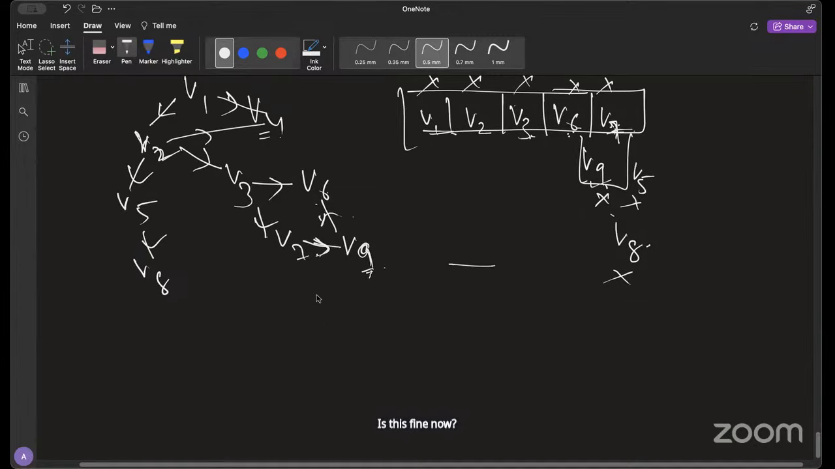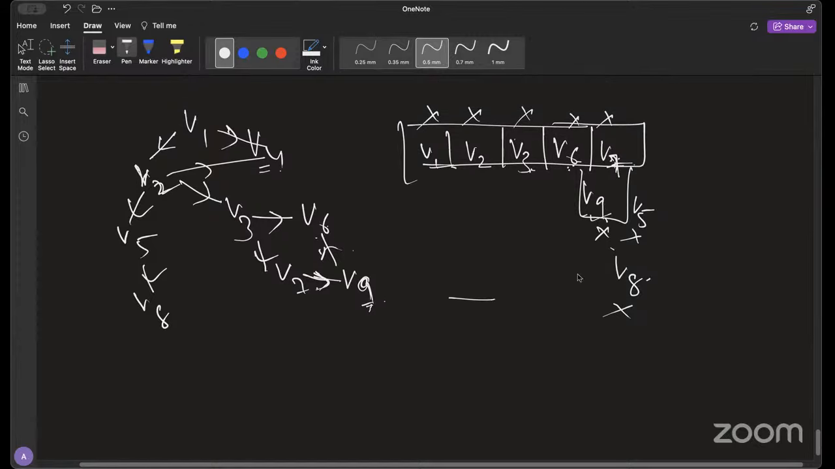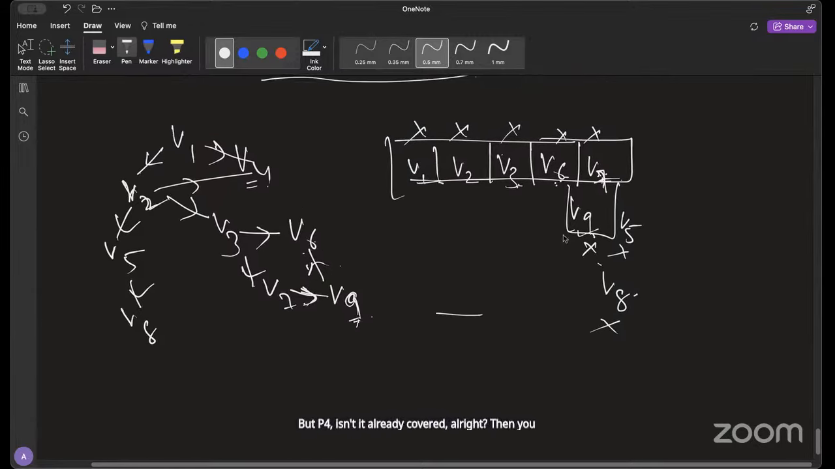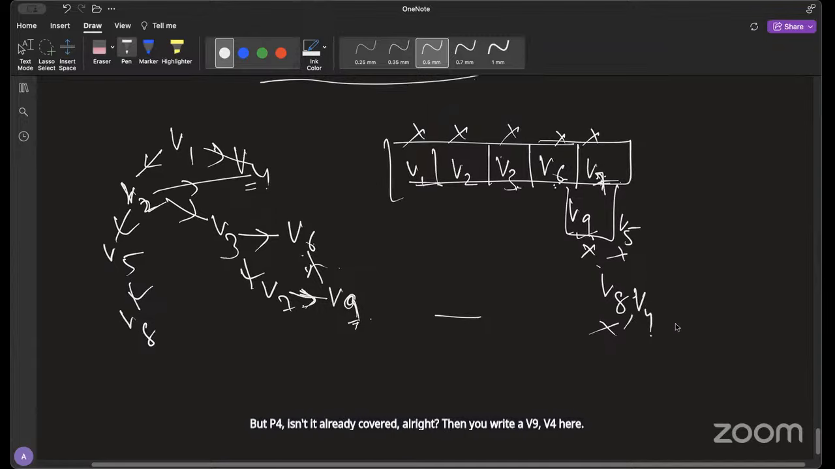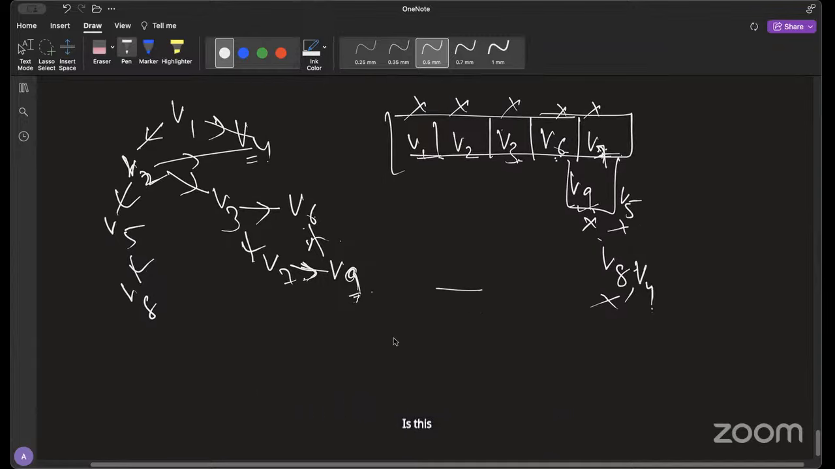Is this fine now? V1 to V4, I think. V4, isn't it already covered? All right, then you write V9, V4 after V8. Is this okay?